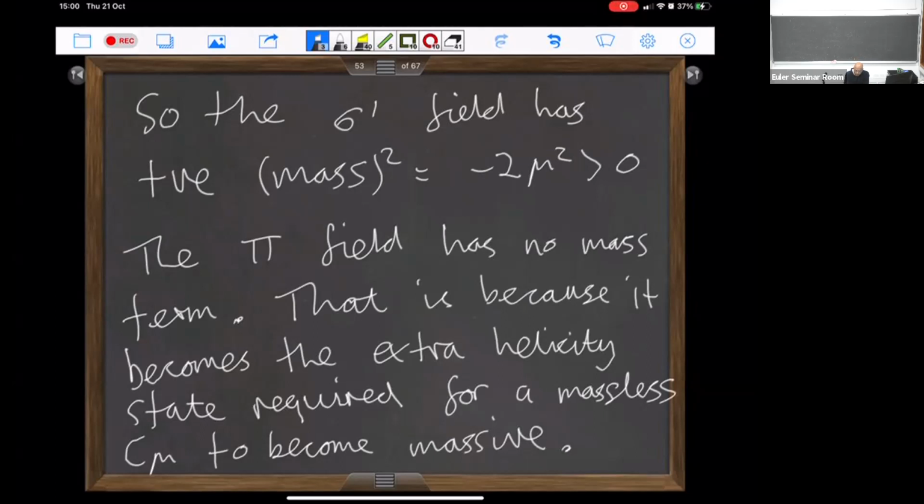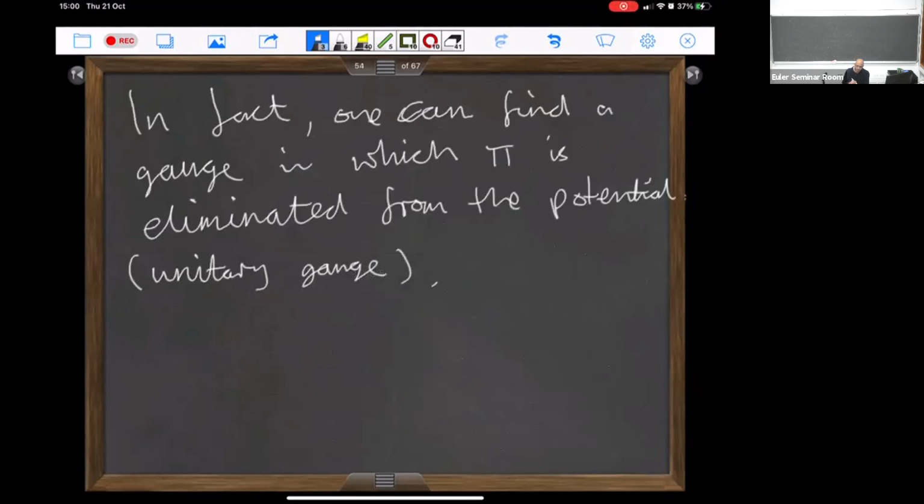And in fact, if one really wants to study the full spectrum of a gauge theory, one should fix the gauge, because the gauge symmetry is a sort of redundancy in the description of the physics. And one can choose a gauge, usually called unitary gauge, in which pi in the vacuum is completely eliminated from the system, and you just have the massive gauge particle.